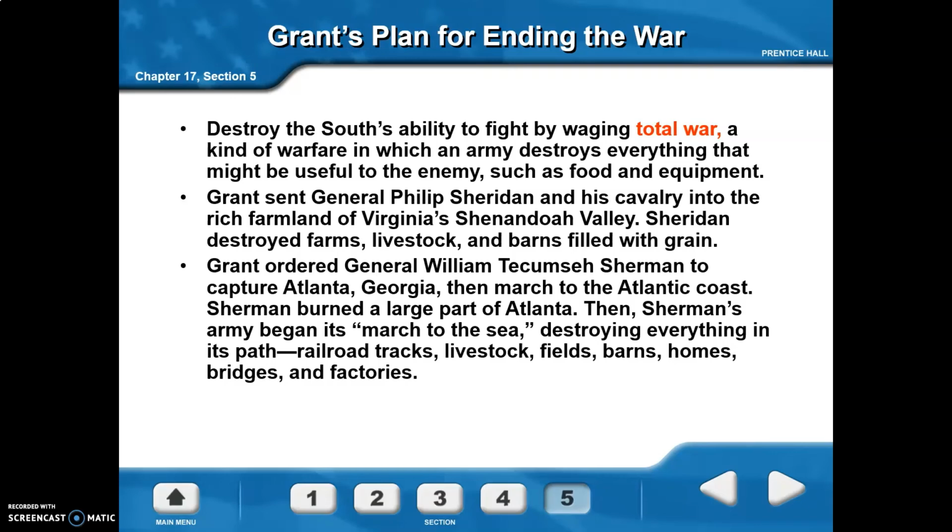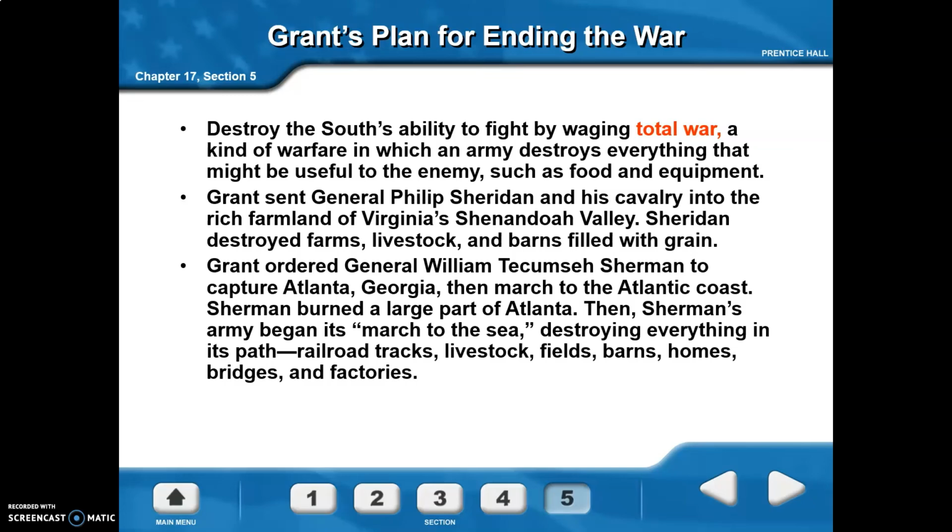And Grant sent General Philip Sheridan and his cavalry into the rich farmland of Virginia's Shenandoah Valley. And they were supposed to use that total war plan to destroy everything in their path. It does not matter if it's a civilian, soldier, house, equipment, food, destroy it so we can cut off the South. And Sheridan destroyed farms, livestock, and barns filled with grain for food.